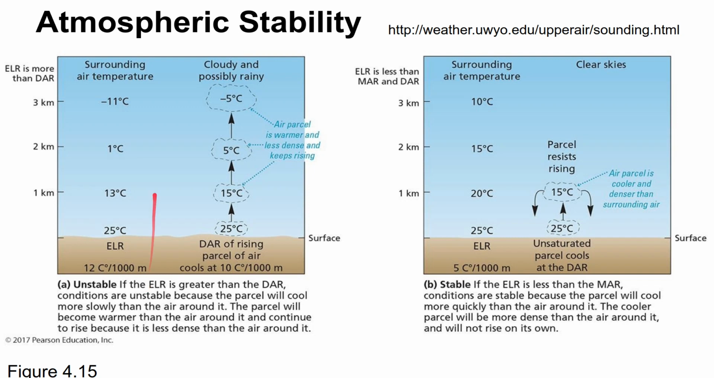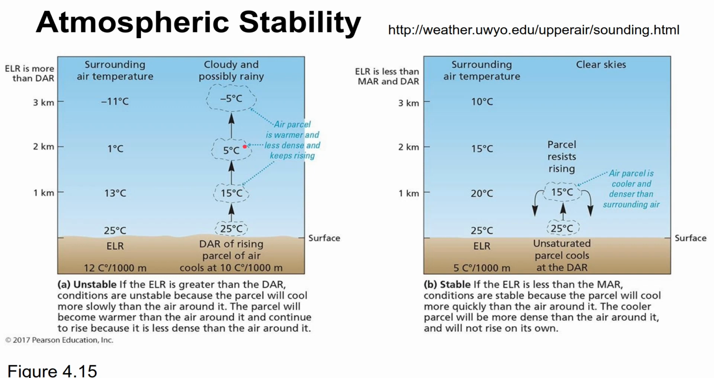So if the parcel starts to rise and cool, even if it cools at the dry rate of 10 degrees per kilometer, it doesn't matter. The parcel is cooling 10 degrees per kilometer. The air around it is cooling 12 degrees per kilometer. The air every kilometer is going to be another 2 degrees colder. So you lift it up, it cools by 10 degrees. The parcel cools by 10 degrees through expansion down to 15. The atmosphere cools 12 down to 13, so the parcel is 2 degrees warmer.